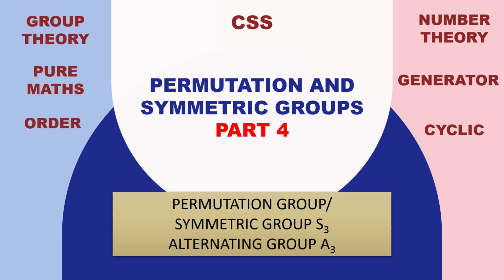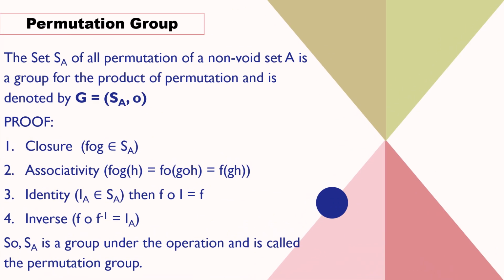And for now, we will be continuing with the symmetric group. So let's see what is a symmetric group. Now, the set SA of all permutations of a non-void set A is a group for the product of permutations and is denoted by G equal to (SA, ∘).